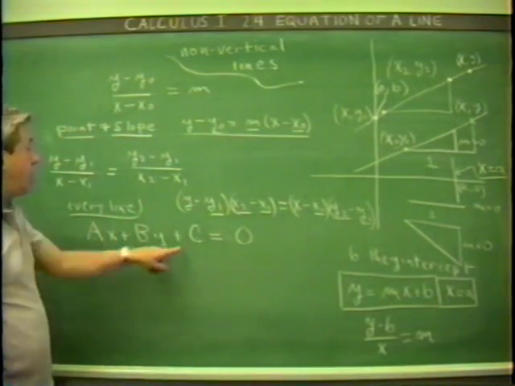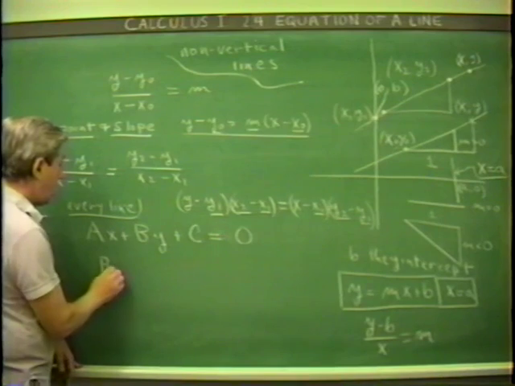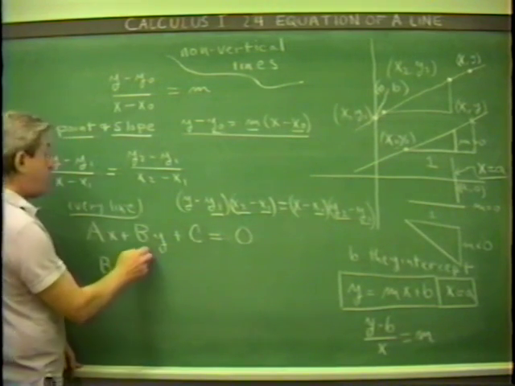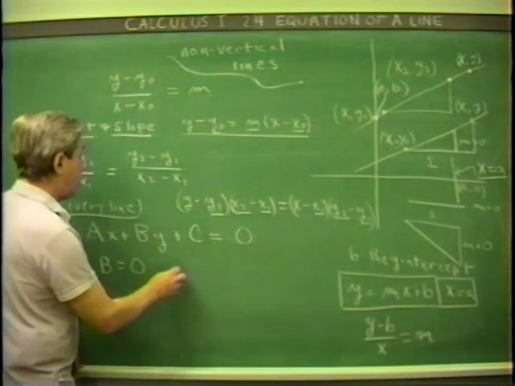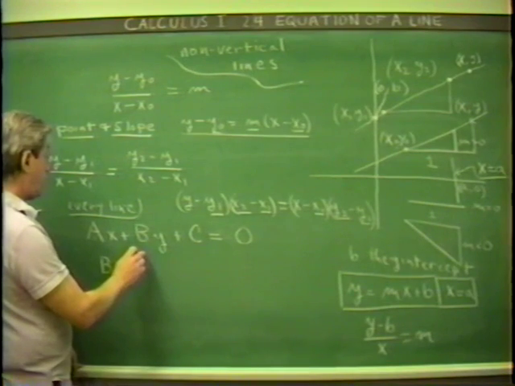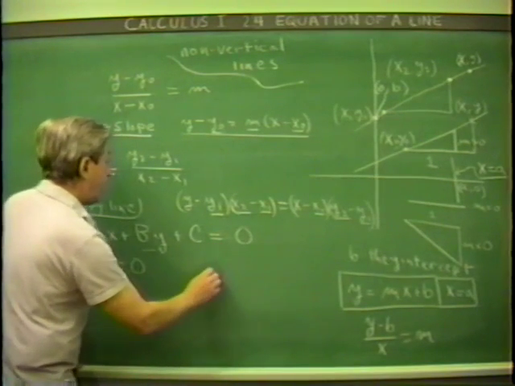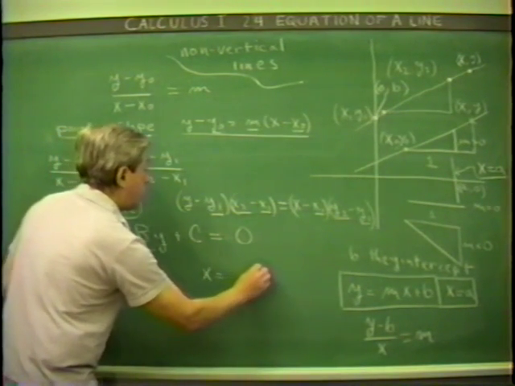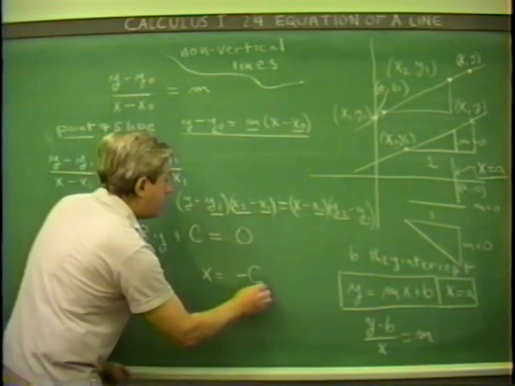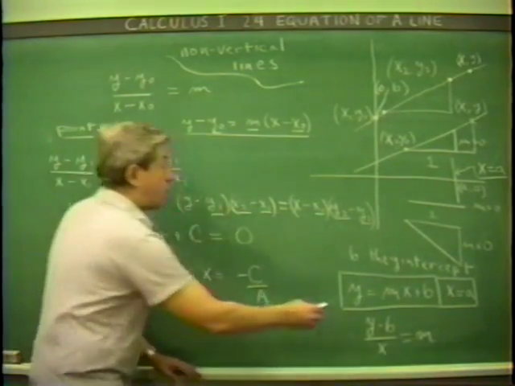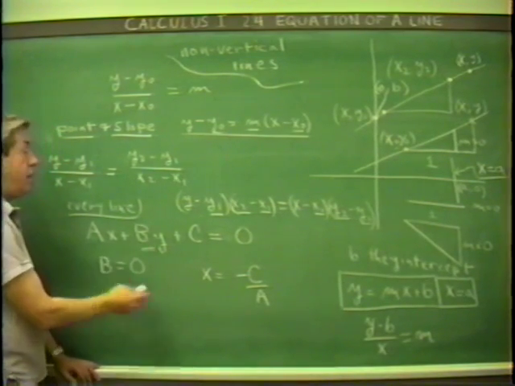Now, to see that this takes care of all possible cases, there are really two possibilities here. One is that the number b is equal to 0. Oh, I should mention that a and b are not both supposed to be 0 in this equation. So one possibility is that b is equal to 0, in which case we can subtract c from both sides and get ax is equal to minus c, or x is equal to minus c over a. That's this case right here where x is a fixed number. So if b is equal to 0 in this equation, then you're dealing with a vertical line.